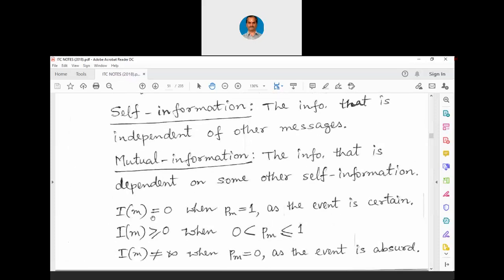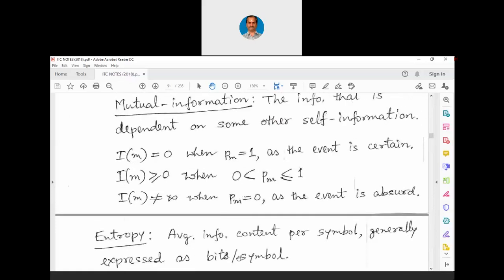So I of m equals 0 when Pm equals 1 as the event is certain. This I had already discussed in the beginning. I of m will be greater than or equal to 0 when probability of the message is in between 0 and 1. Whereas information is not equal to infinity when Pm is 0 as the event is observed. We need not say that when the probability is 0, the information is infinity. We cannot say that way. Just because it is logarithmic, we cannot say so, as the event is observed.